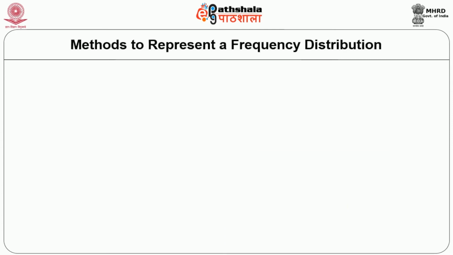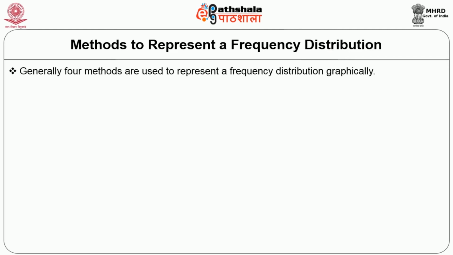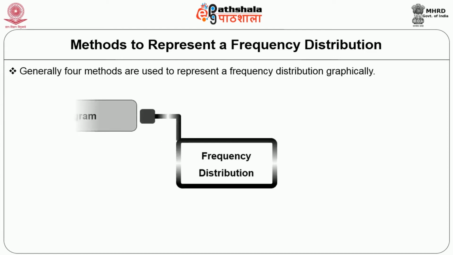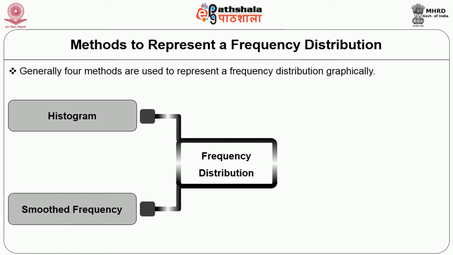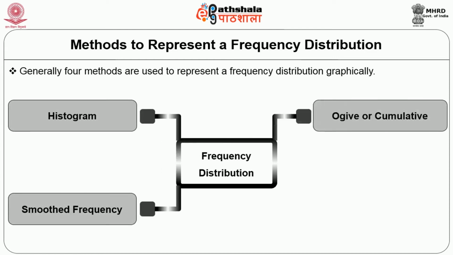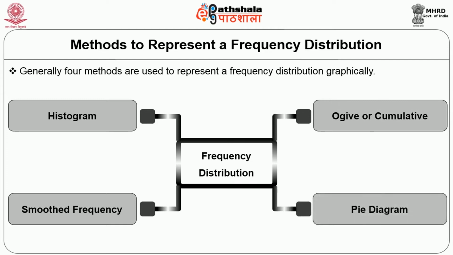Next we will have a clear idea about the methods to represent a frequency distribution. Generally, 4 methods are used to represent a frequency distribution graphically. These are histogram, smooth frequency graph, ogive or cumulative frequency graph, and pie diagram.